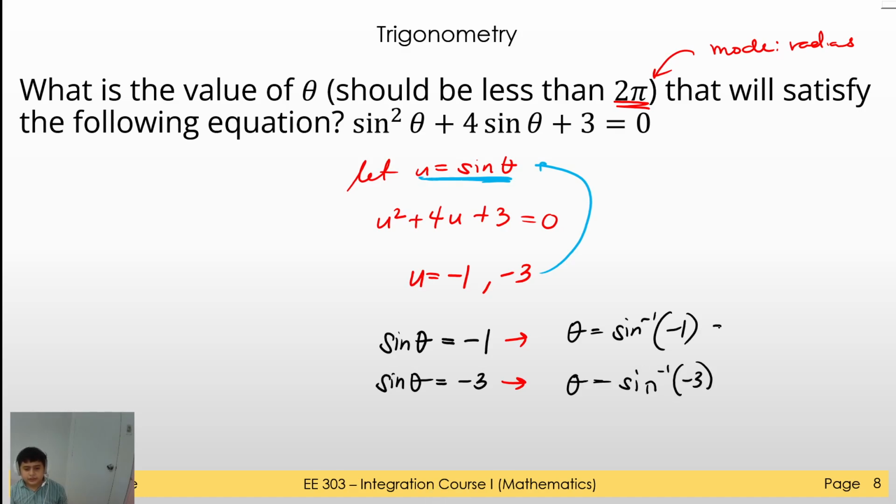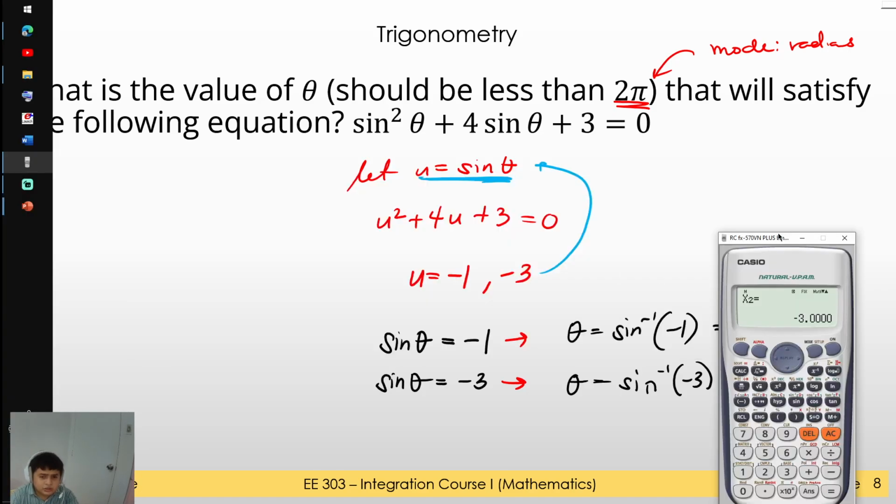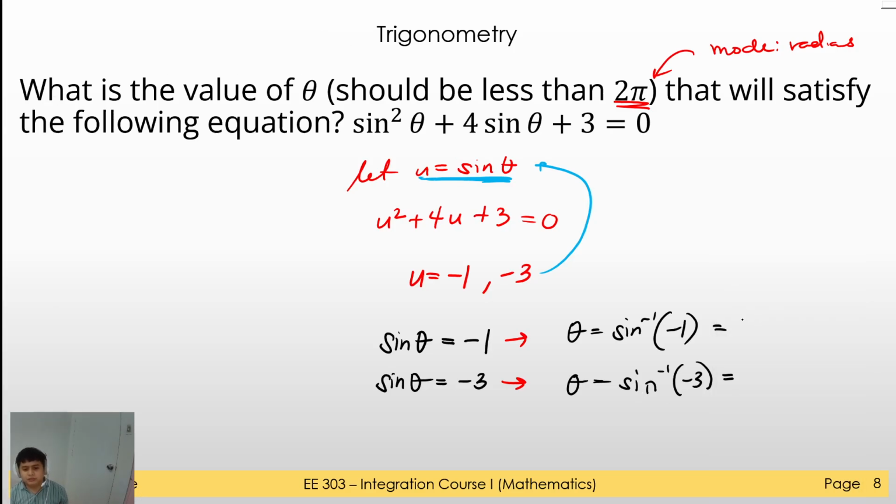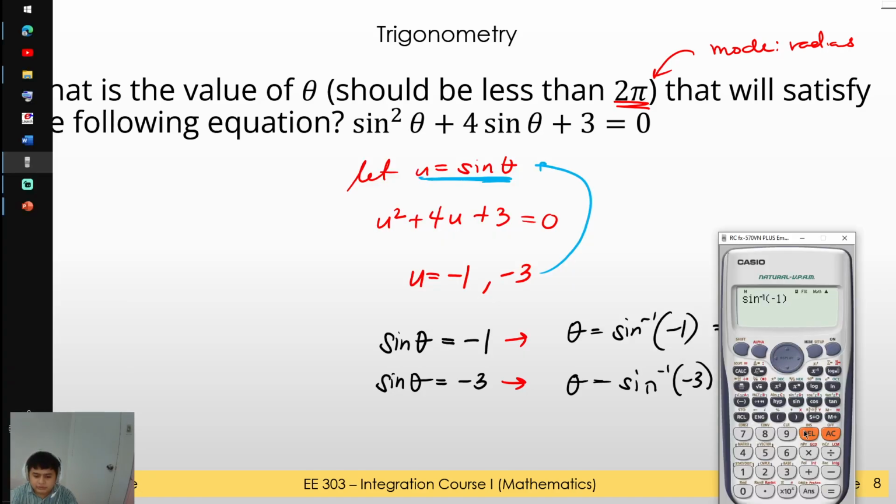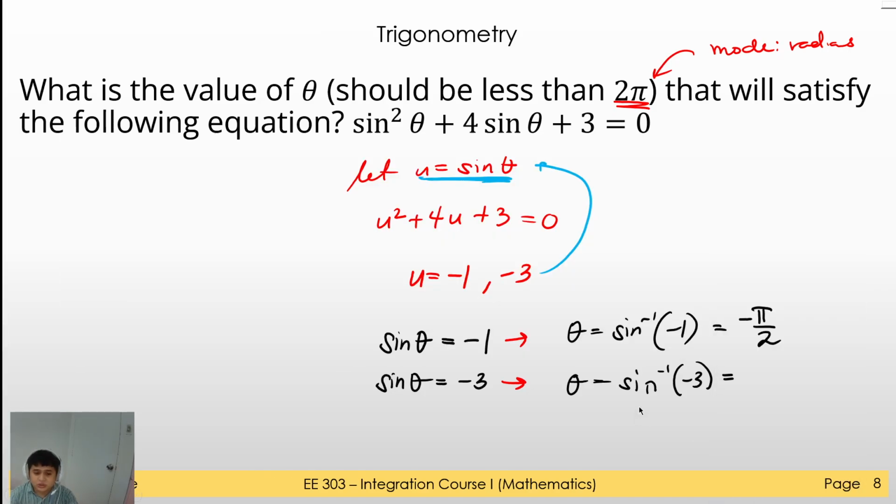Using your calculator, you have to first adjust it into radian mode. So shift mode 4, and then mode 1 for computational. Then shift sine and input negative 1, and we have negative pi over 2. For negative 3, we do not have a solution. So no solution here. Therefore, this should be your answer.